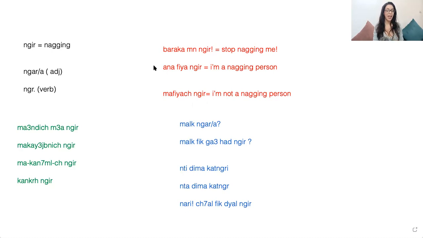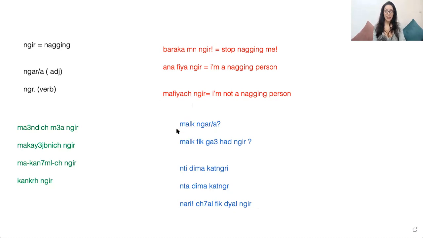We have "ana fiyan ngir," and we have "mafiyesh ngir." Okay, so after that, we have the blue. The blue over here, I didn't put the translation because I'm going to explain it anyway.